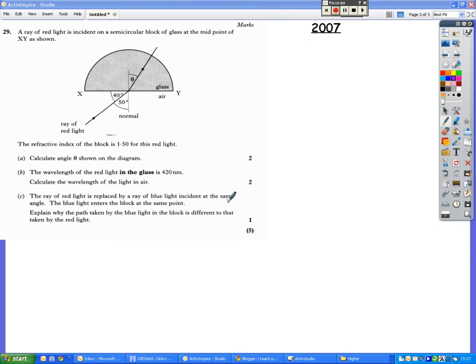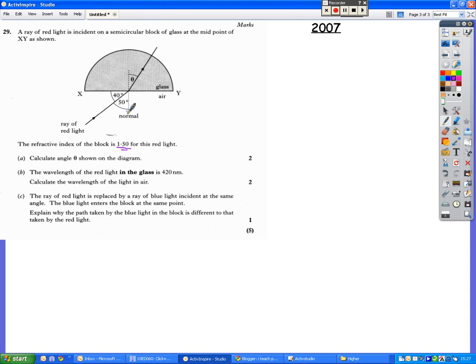So, ray of red light incident on a semicircular block of glass at the midpoint XY shown. Refractive index of the block is 1.5 for red light. Calculate the angle shown in the diagram. So the first thing you need to notice is that there are two angles given. That's because that's designed to confuse.